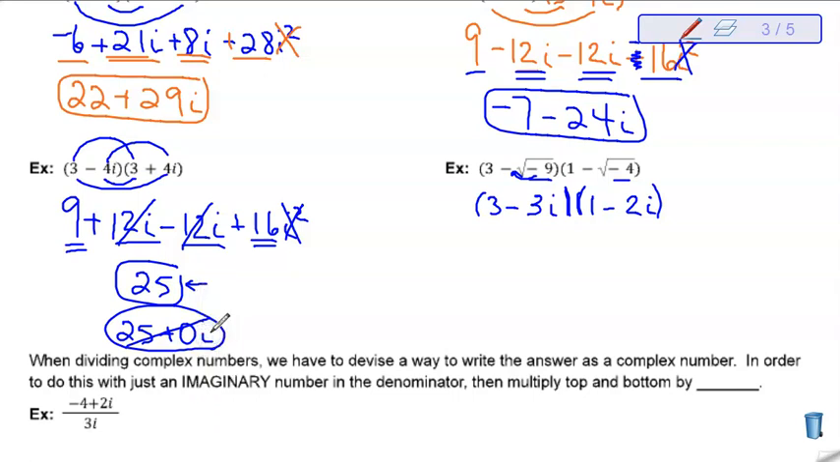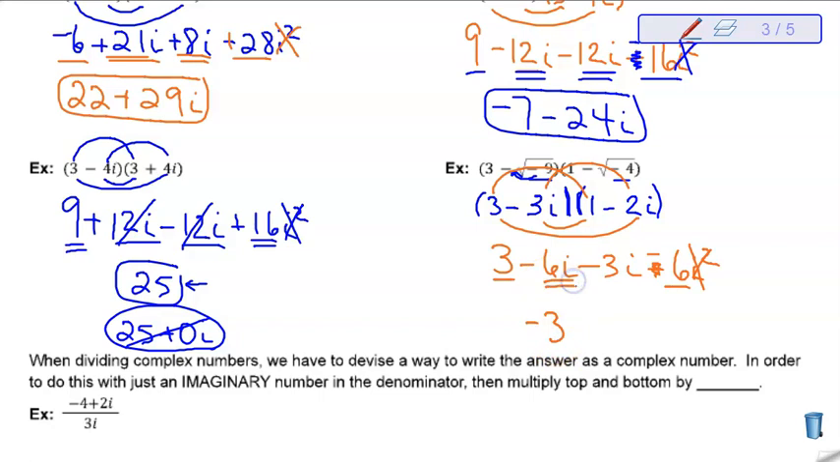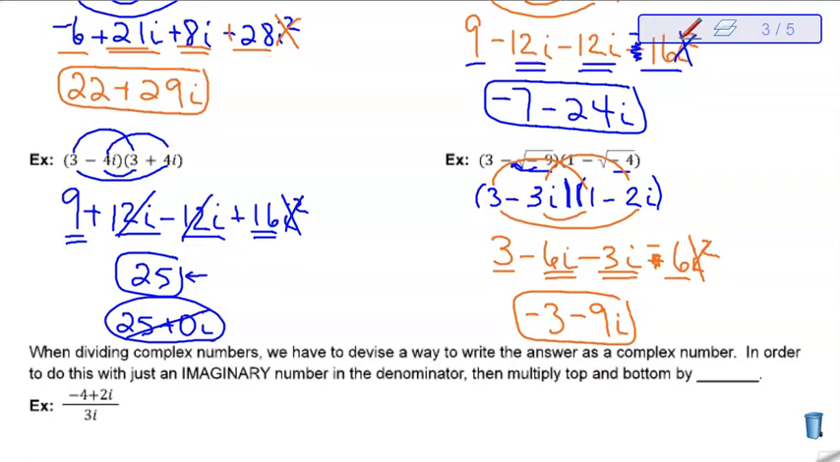So now we have to FOIL. So we go 3 times 1 is 3. Outside gives me a minus 6i. Inside is a minus 3i. And my last term here, negative times negative is a positive, 6i squared. Immediately cross that out, make that its opposite, and we're ready to go. So 3 minus 6 is a minus 3. Negative 6i minus 3i is a negative 9i, and that is my final answer. Okay, that is a complex number.